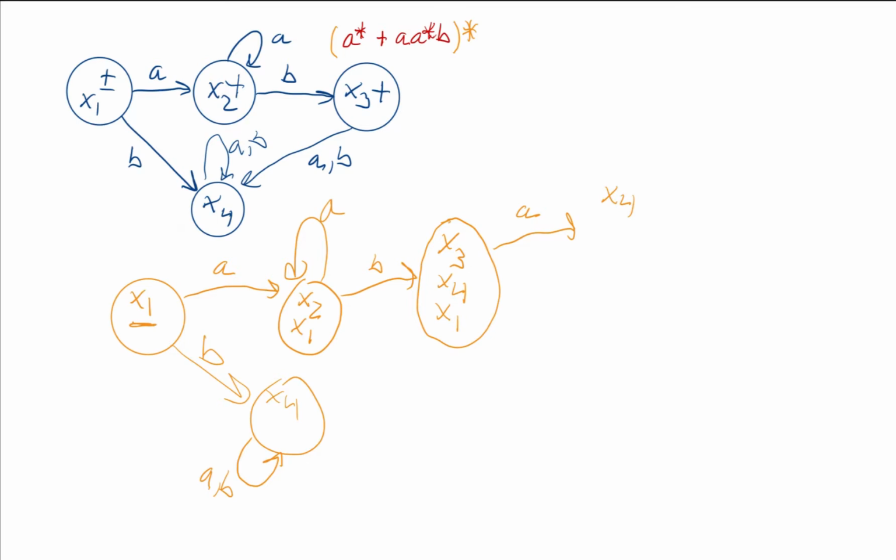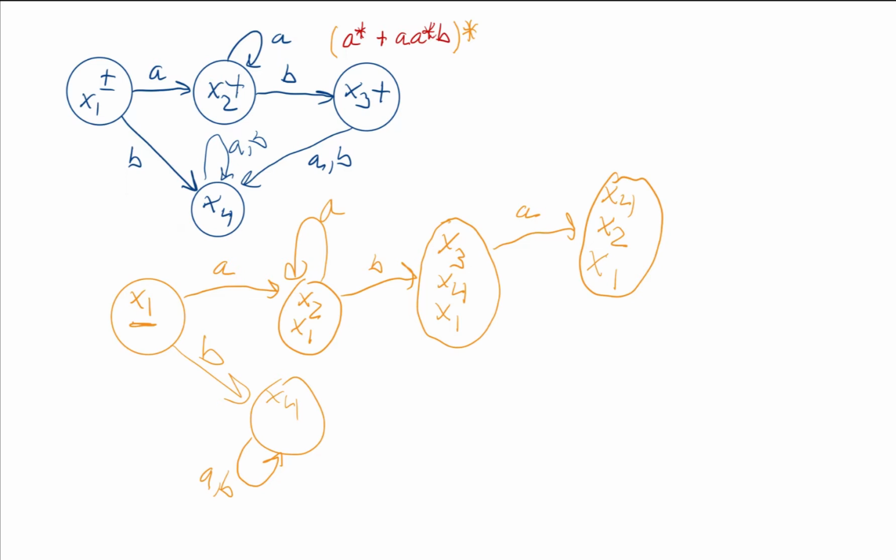If I'm in state x4, I read an A, I go back to x4, but that's already there. If I'm in state x1 and I read an A, I go to state x2. Now, x2 also happens to be a final state, which means that I could be in state x1. And I don't see that state anywhere, so I'm going to keep that state.